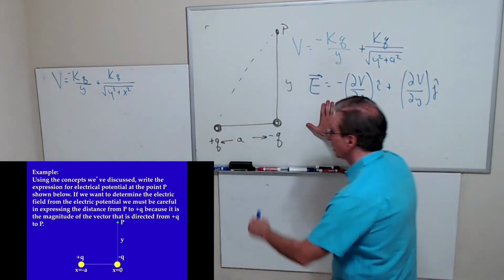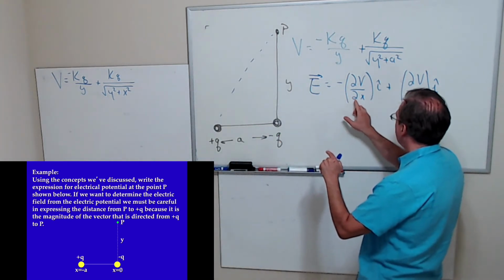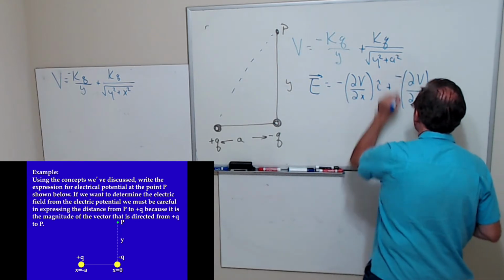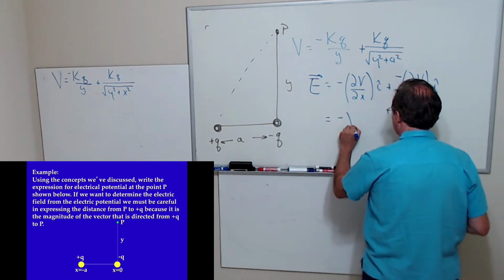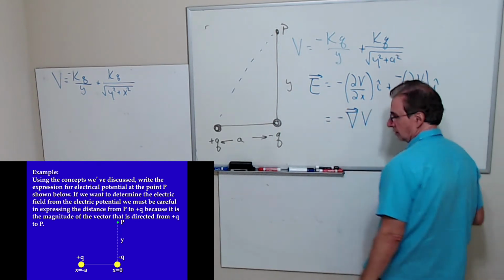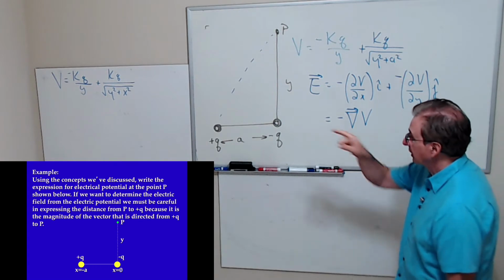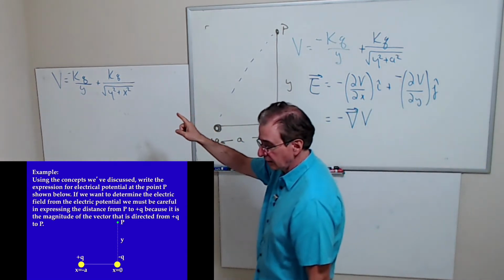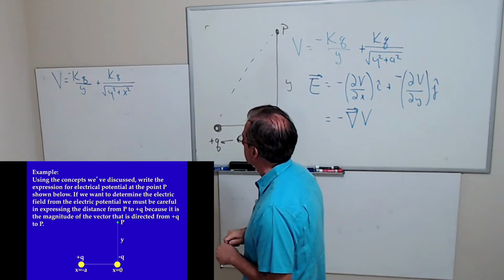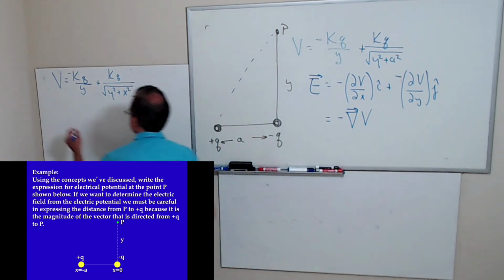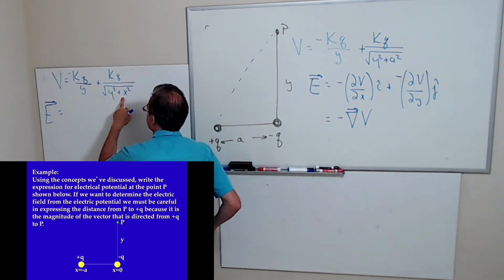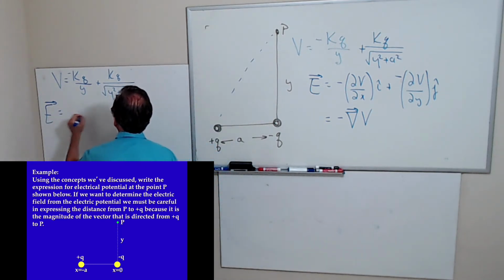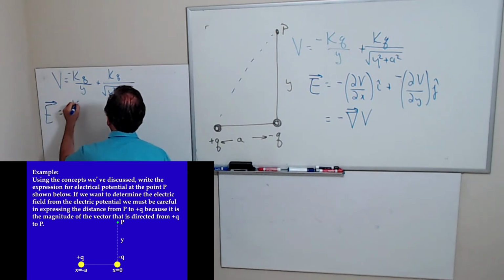I'm going to take the derivative of this with respect to x, and then it's actually minus the derivative, sorry. Right? It's the gradient. So I'm going to take the derivative of that function with respect to x, assuming y is constant. That shouldn't be hard. You all know how to take a derivative. I should get kQx.